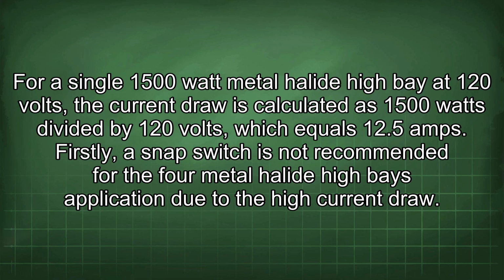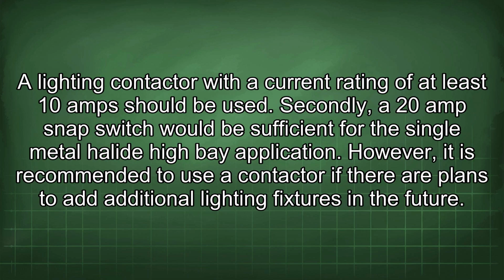Firstly, a snap switch is not recommended for the 4-metal halide high bays application due to the high current draw. A lighting contactor with a current rating of at least 10 amps should be used. Secondly, a 20 amp snap switch would be sufficient for the single metal halide high bay application. However, it is recommended to use a contactor if there are plans to add additional lighting fixtures in the future.